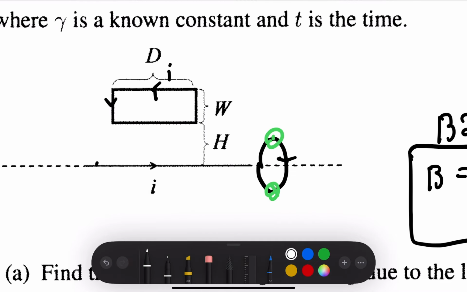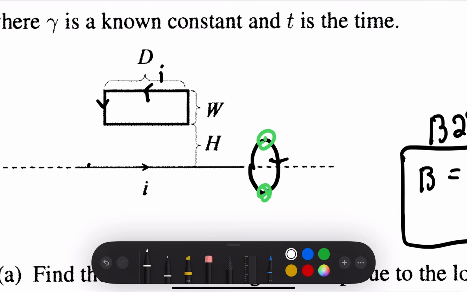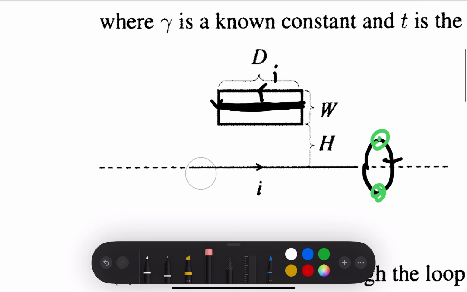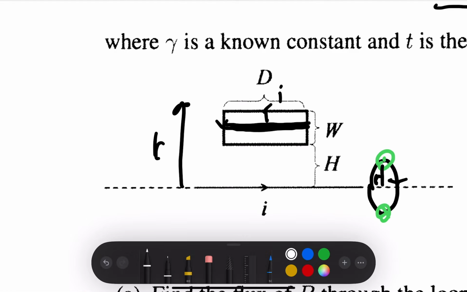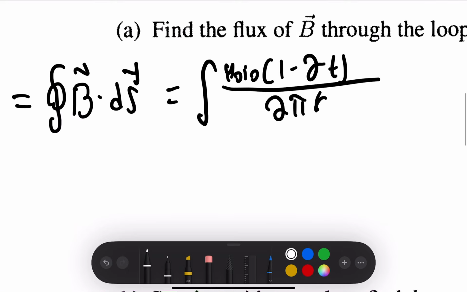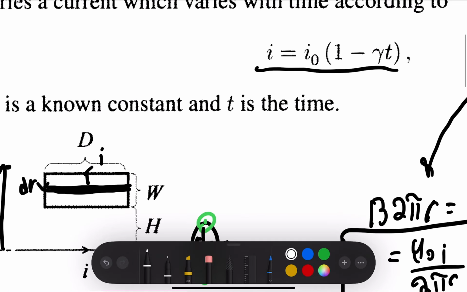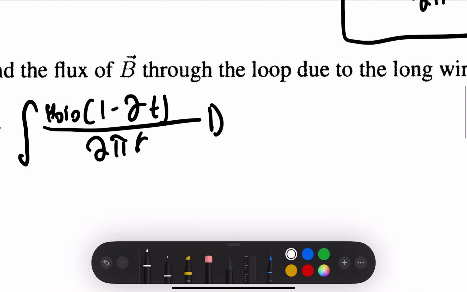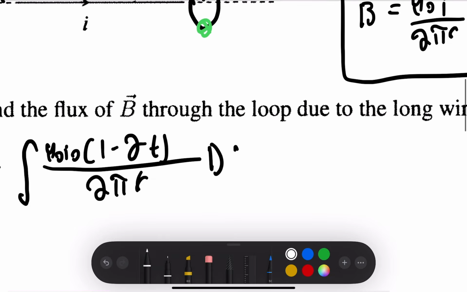So what we're going to need to do is take a slice of W. We'll call this distance, for the loop, R, so we'll call this R as well. Meaning this would have to be dr, and then d would stay the same, because that stays constant. But what's changing is dr. So the area would be the length, which is d, times the width, which is varying, which is dr.